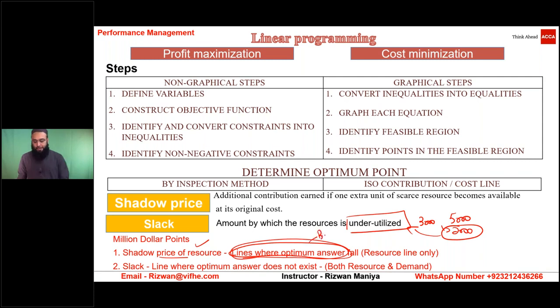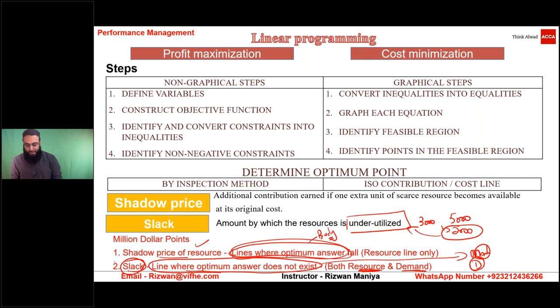So the binding constraint they mentioned was for labor and machine. So you could have worked out shadow price for these two. But lines where the optimum answer does not exist, and what was that? One was resource and one was demand. One was of material and one is demand D. Here you will see the slack.